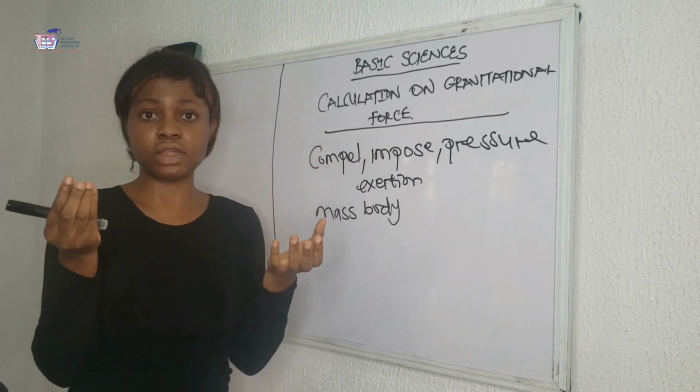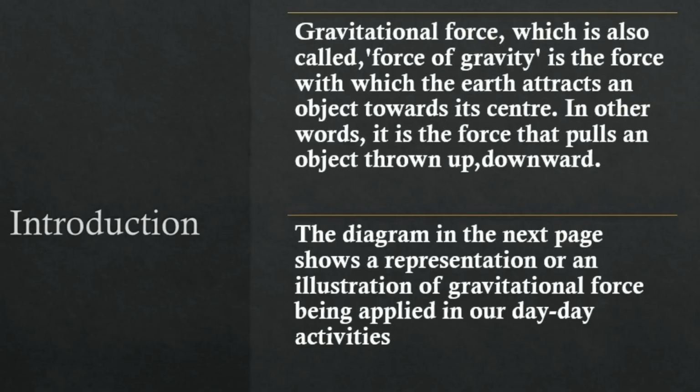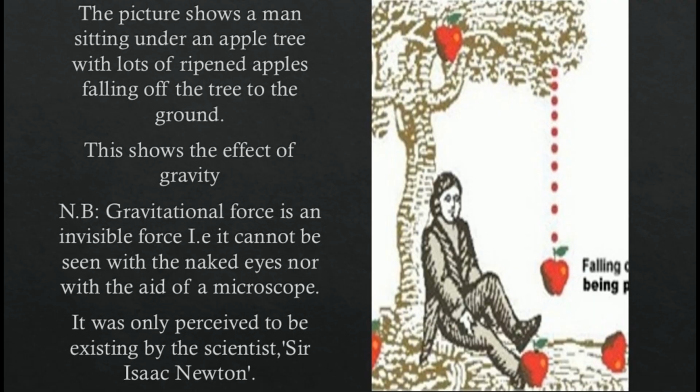What is gravitational force? Gravitational force can also be called force of gravity. It is the force with which the earth attracts an object towards the center. In other words, it is the force that pulls an object thrown up downward. Take for instance, when you throw a particular coin and when you throw an object up, the force that tends to pull that object down is what we call the force of gravity.